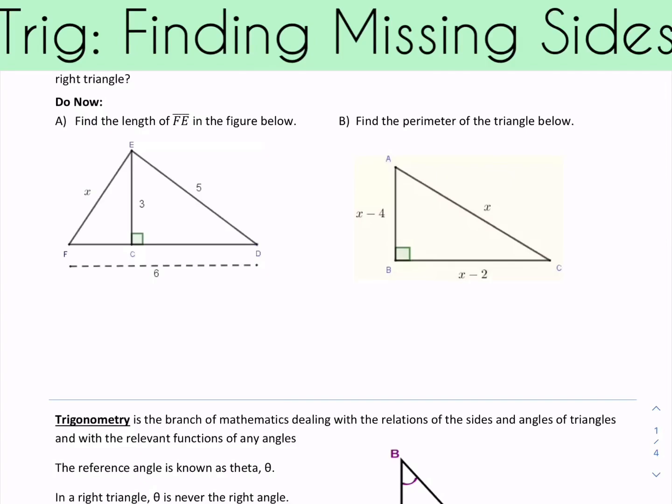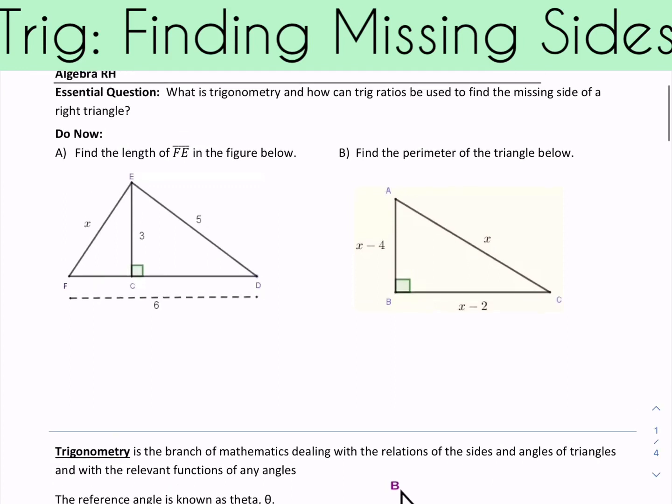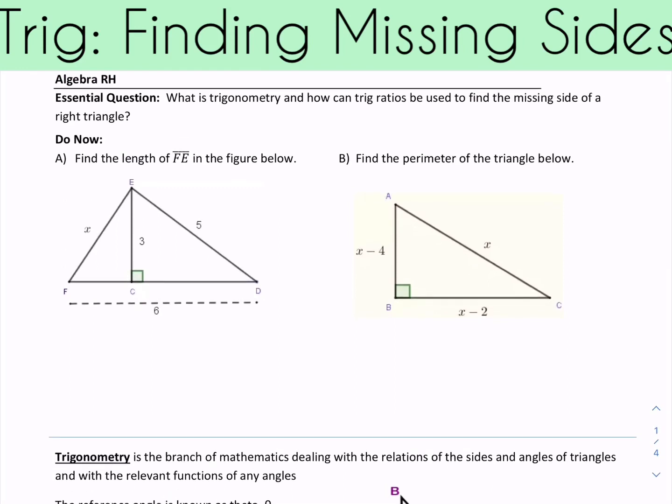Well, hey, we're going to start a new unit on trigonometry. So the big question we're going to answer today is, what is trigonometry? And also we're going to say, how can we use these ratios to find missing sides of right triangles? To get us started, please do the do now. They involve right triangles and missing sides, and then we'll get started.